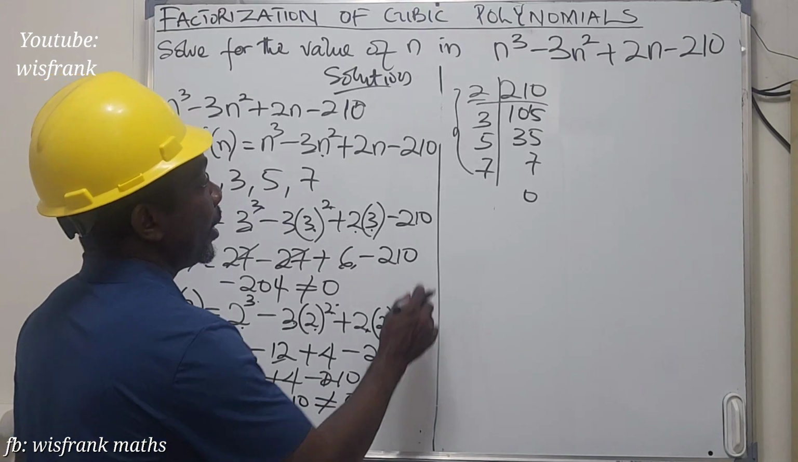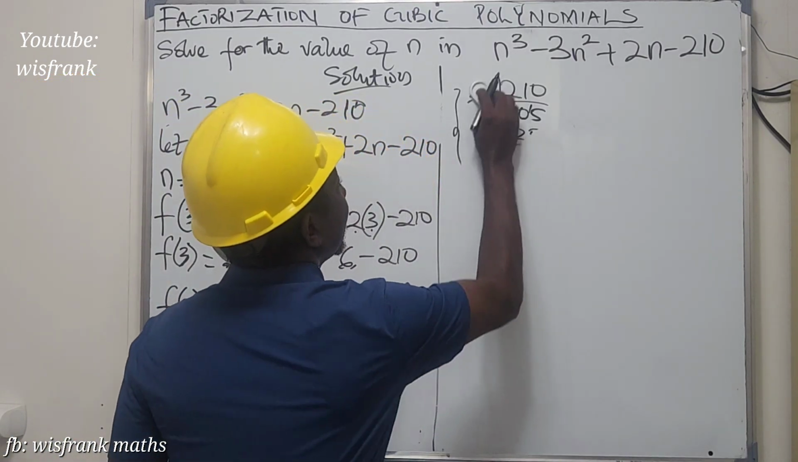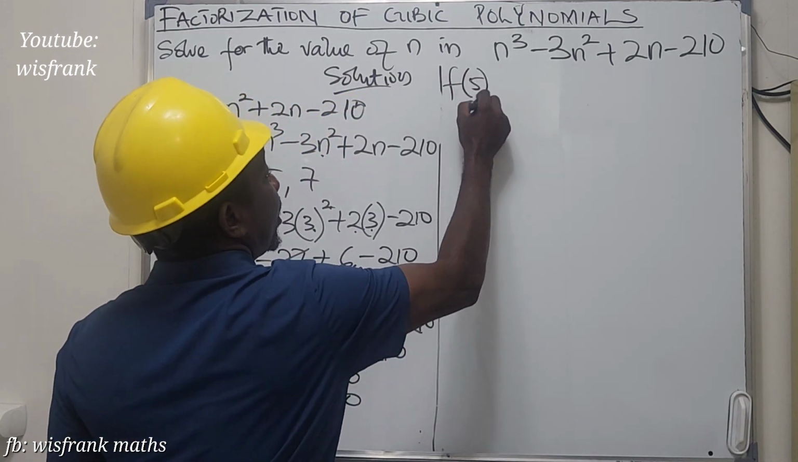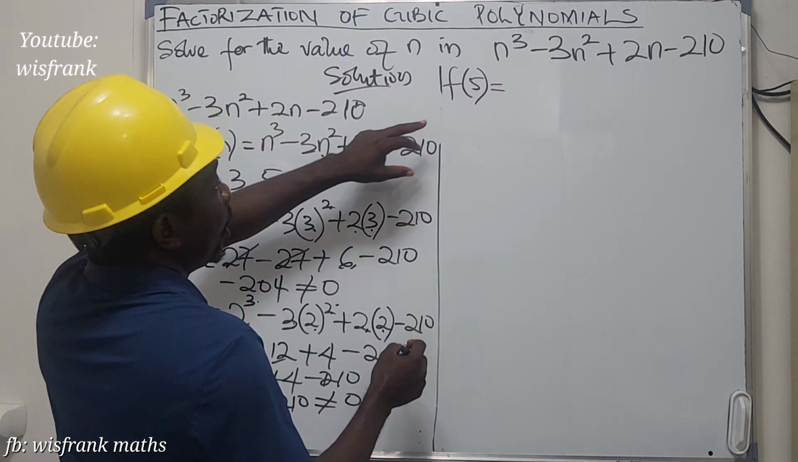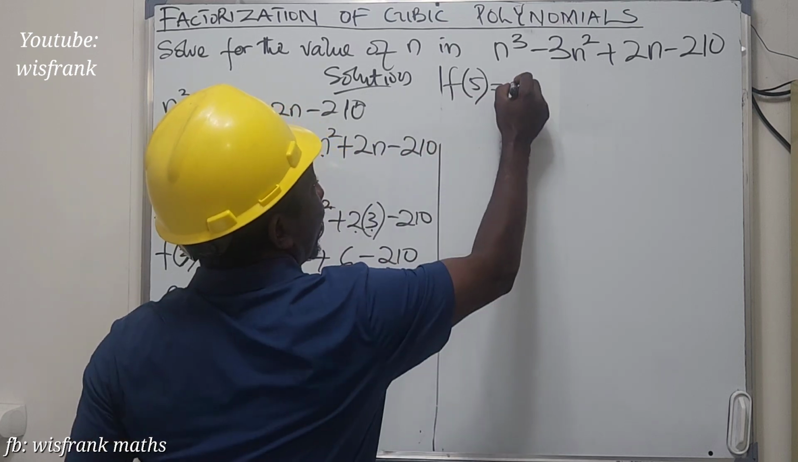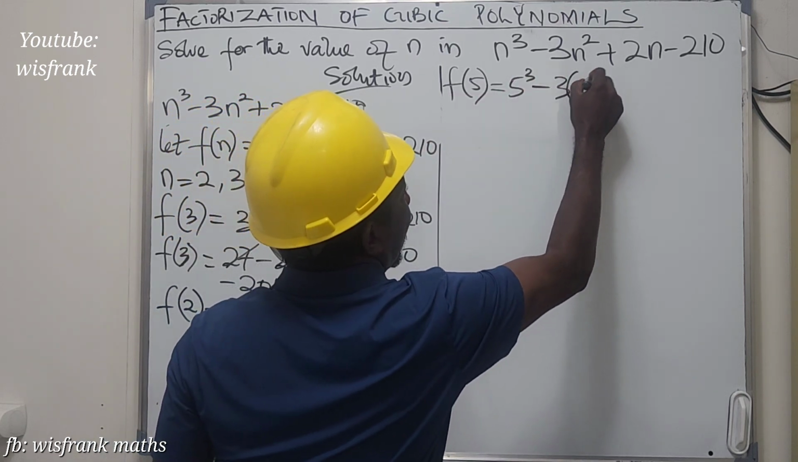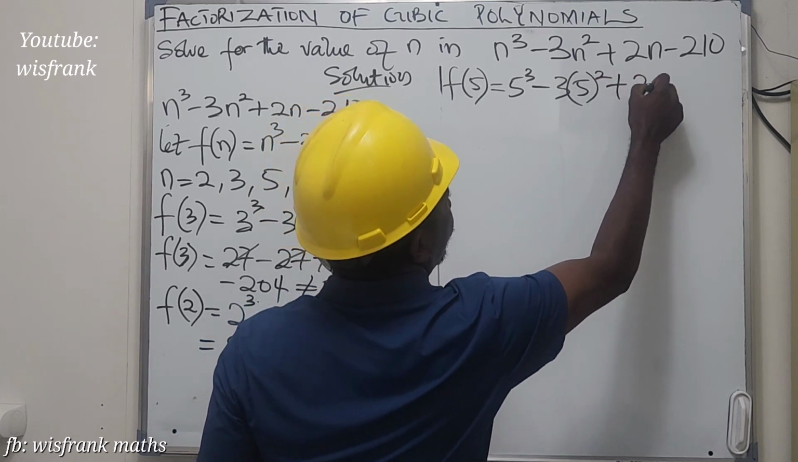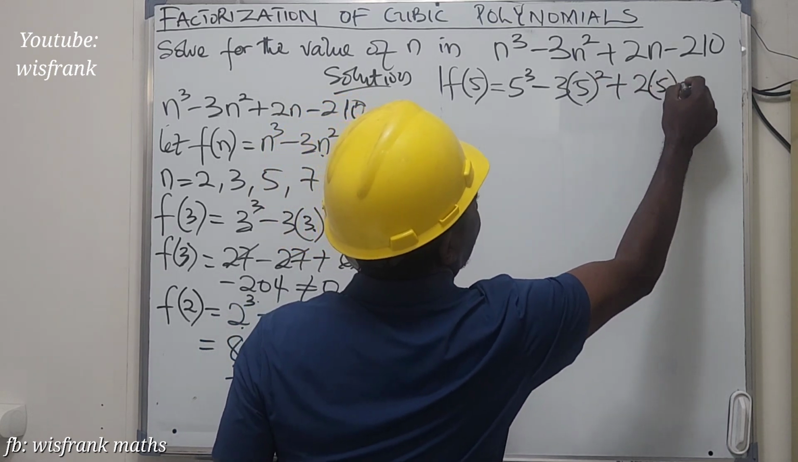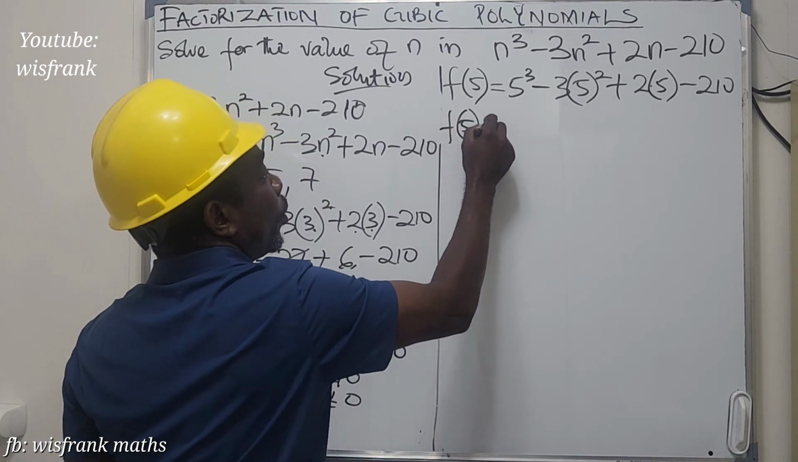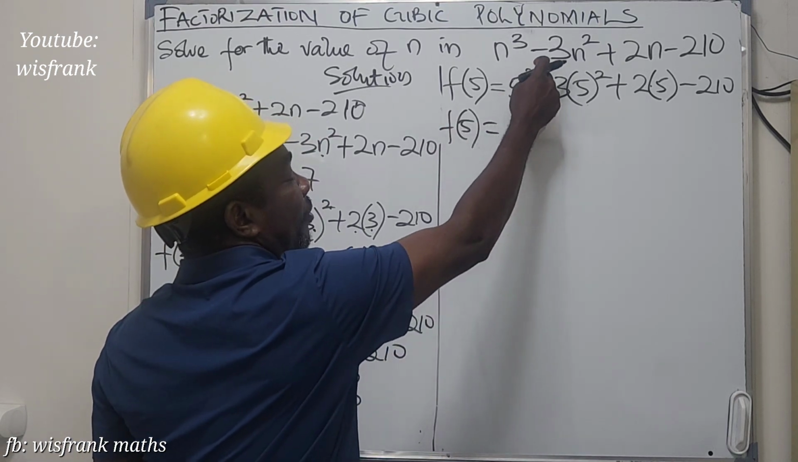So we are going to try the next one, that n equals 5. So we have f of n, which when n equals 5, will give us 5 to the power of 3 minus 3 into 5 to the power of 2 plus 2 times 5 minus 210. Trying that, f of 5 will be equal to 5 times 5 is 25.